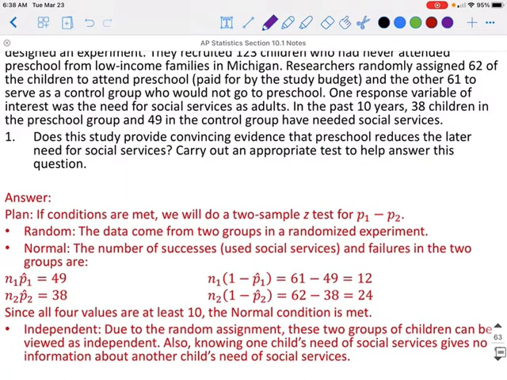Next, you need to check for independence. Due to the random assignment, these 2 groups of children can be viewed as independent. Also, knowing one child's need of social services gives no information about another child's need of social services. Next, we're going to do the do part of this. This is when we're going to do our actual calculations.